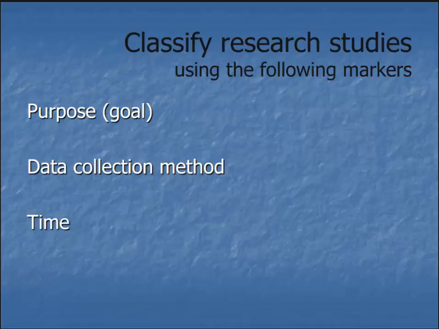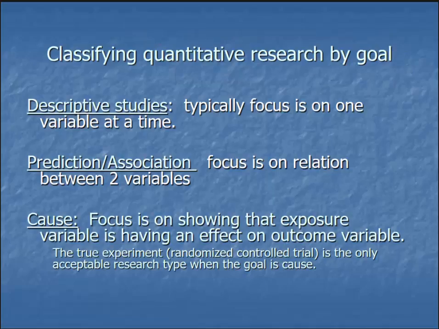We will classify research using the following markers listed on this slide: purpose or goal, data collection method, which means observation or survey, and time. Time can be prospective, retrospective, or cross-sectional. Cause is the ultimate goal of all research, but very difficult to achieve. The true experiment is considered the gold standard when establishing cause.